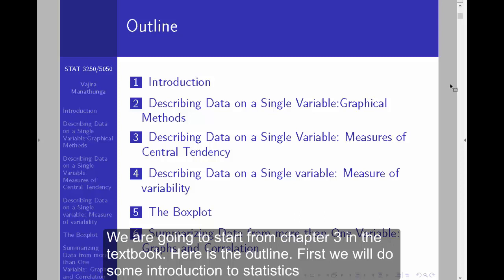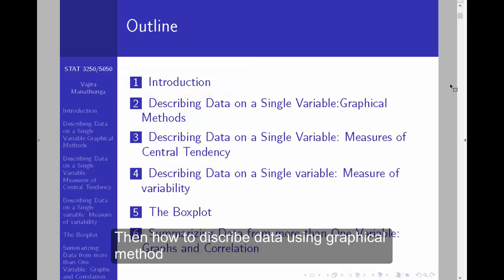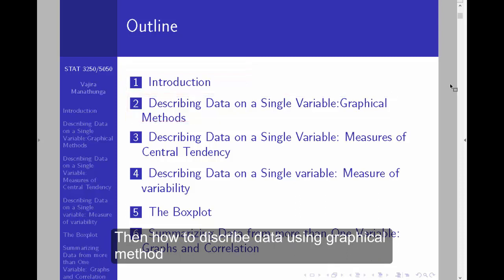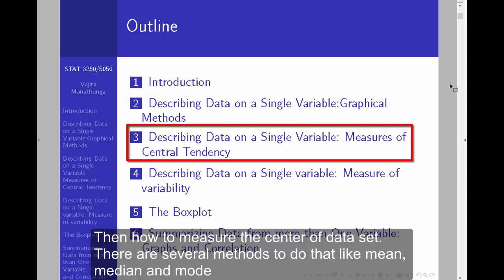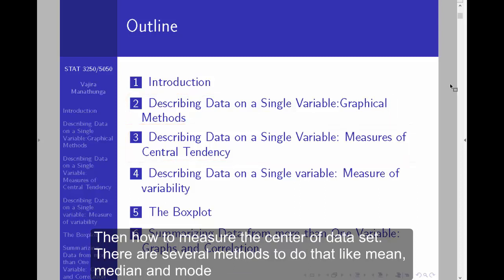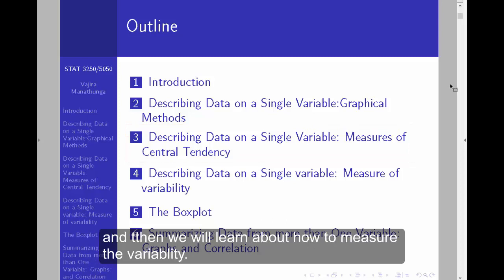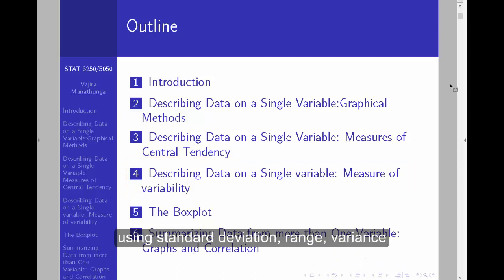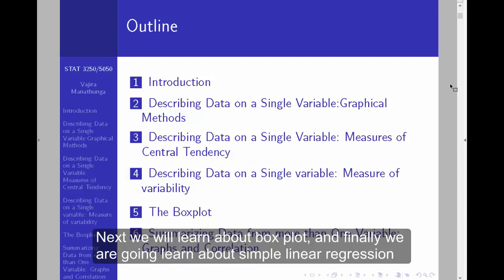Here is the outline. First, we will do some introduction to statistics. Then how to describe data using graphical methods. And then how to measure the center of a data set. There are several methods to do that, like mean, median, mode. And then we will learn about how to measure the variability using standard deviation, range, variance. Next, we will learn about box plots, and finally, we are going to learn about simple linear regression.